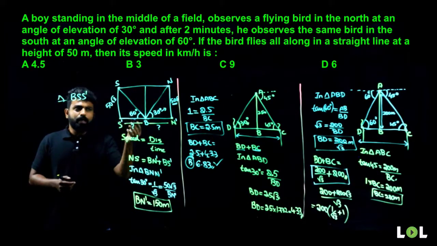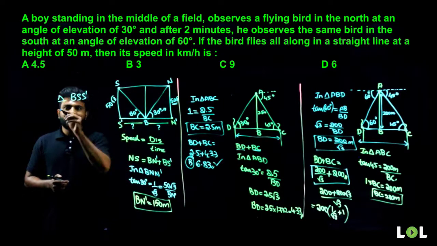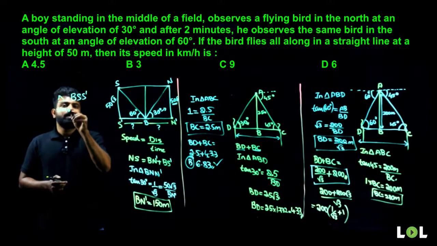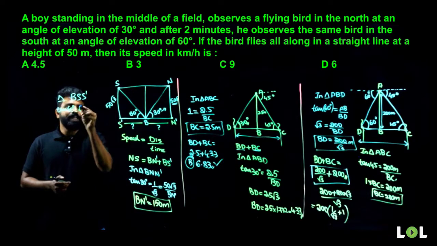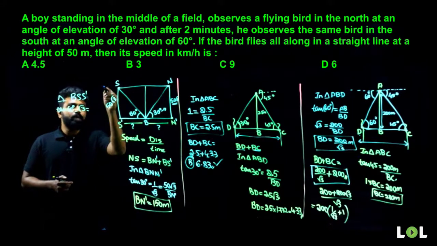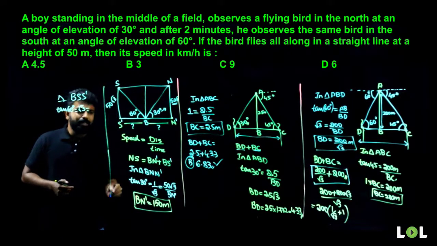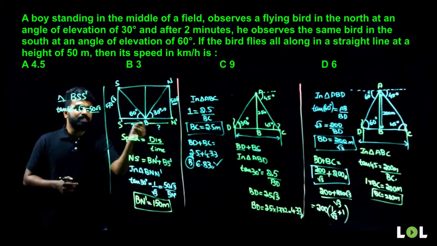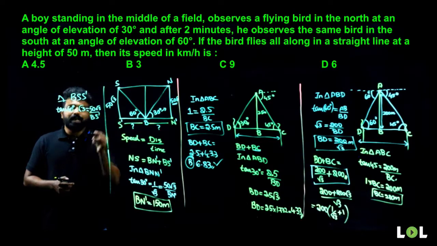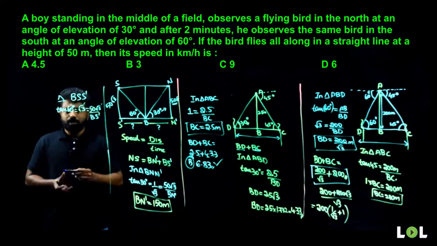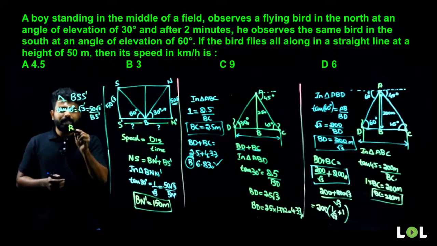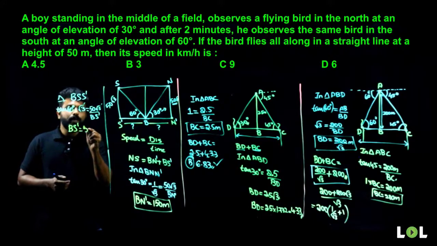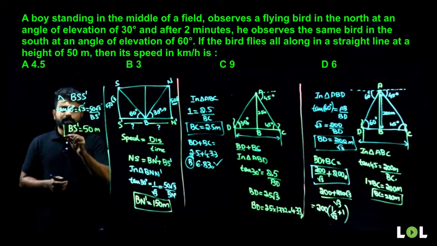So in this triangle, opposite by adjacent once again, that is nothing but tan of 60 degrees. What is the value of tan 60 degrees? Root 3. That will be equal to opposite by adjacent. What is my opposite side? 50 root 3. What is my adjacent side? BS'. What happens? Root 3 gets cancelled. So what will be the value of BS'? BS' will be equal to 50 meters.